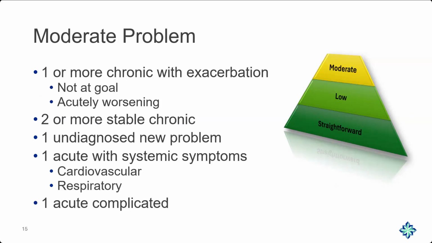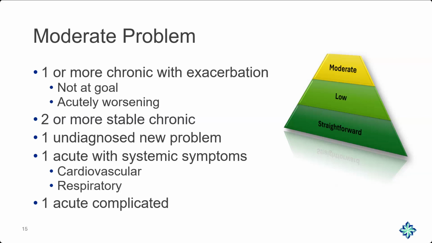So a moderate problem is going to be one or more chronic illnesses with exacerbation. So they're not at goal, they're getting worse. They need additional supportive care. Maybe they have side effects that require attention. So that's what that's looking for. It's not just the presence of the chronic condition, but it's not stable. It could also be that you have two or more stable chronic conditions. So maybe you have a patient with hypertension and diabetes. They're at goal, they're stable, but they have two chronic conditions. We need to be looking at that. It's a little higher level of cognitive load in that decision making.